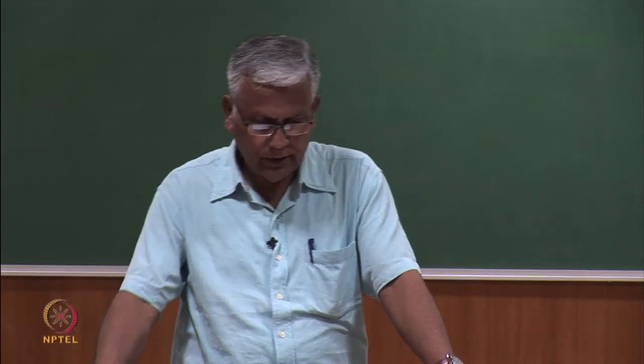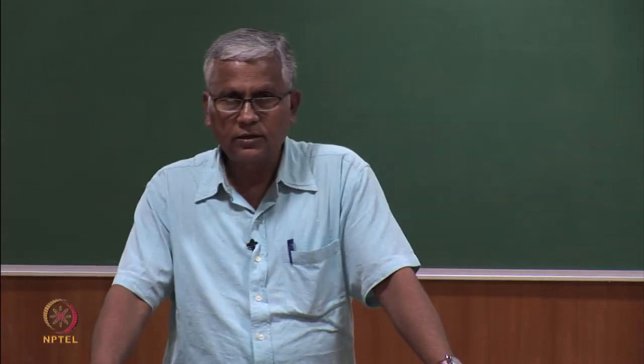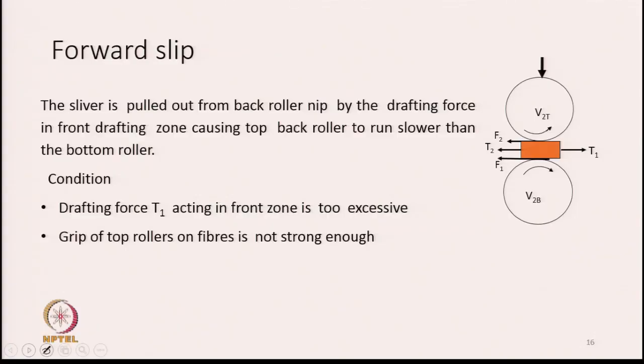From there we go to the next, that is forward slip. If backward slip is there, there is also a possibility of forward slip. In this case the sliver is pulled out from the back roller nip by the drafting force in the front drafting zone, causing the top back roller to turn slower than the bottom roller.